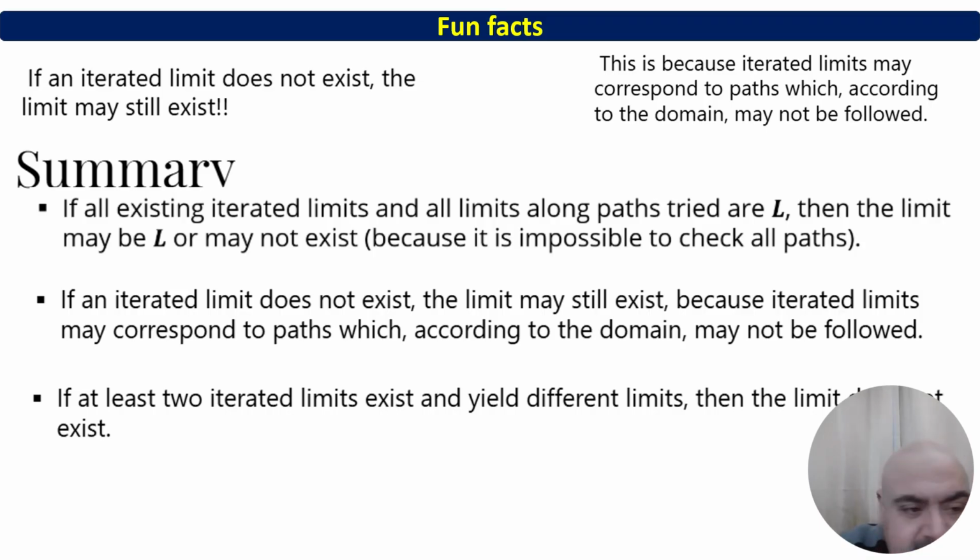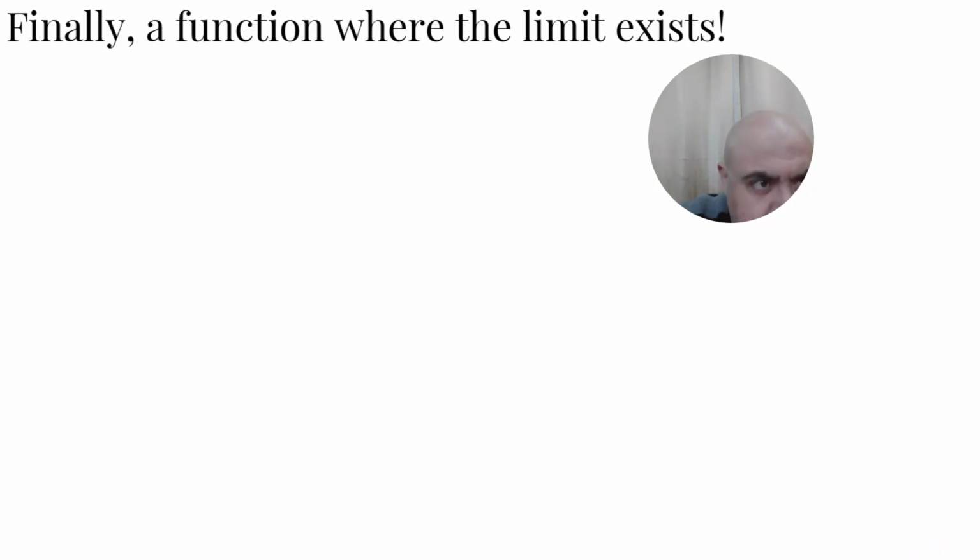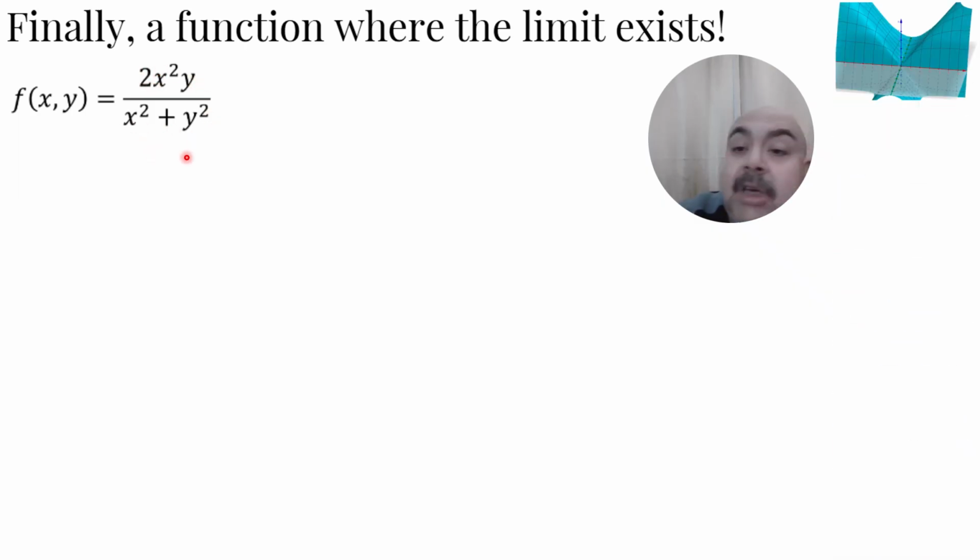A similar debate: if at least two iterated limits exist and yield different limits, then the limit doesn't exist. Finally, a function where the limit exists. I won't show you this example. It's really a very simple example, and you will see if I have 2x squared y divided by x squared plus y squared, and I'm trying to take any direction.